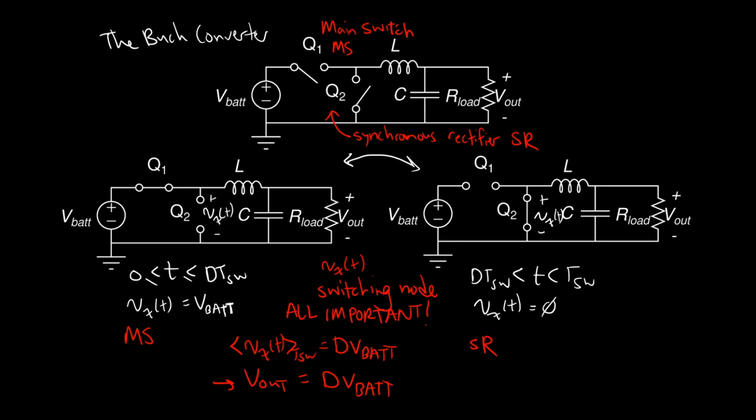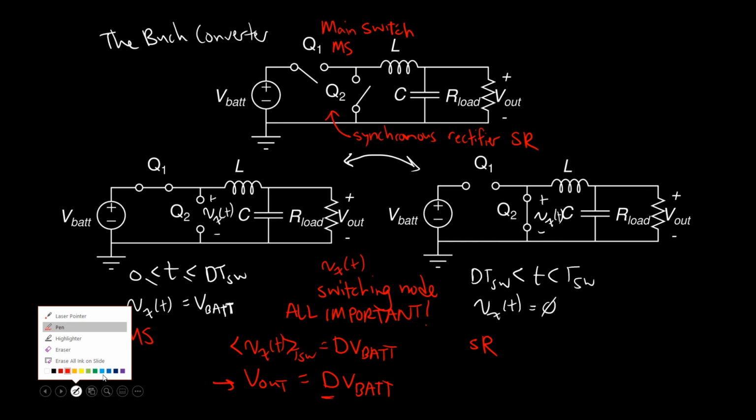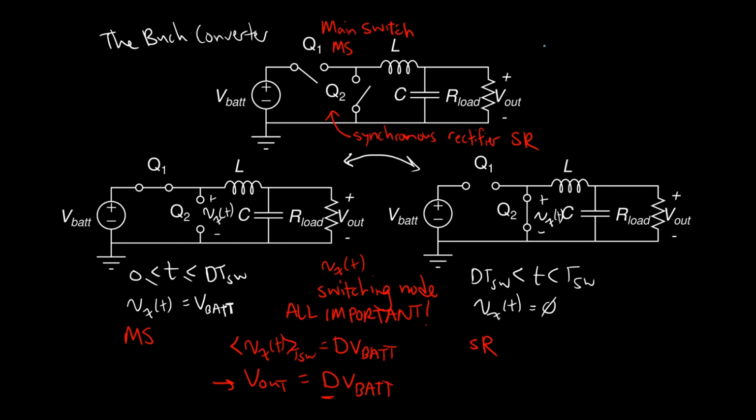And as a result, if we're filtering out the high frequency harmonics, it means that V out, the average, the DC component of V out, is d times V bat. So we got what we wanted, right? This buck converter scales the input voltage by some factor d. And we control the output voltage by varying d, varying the pulse width of the square wave. And in that way, we can step down voltages in a controlled way.